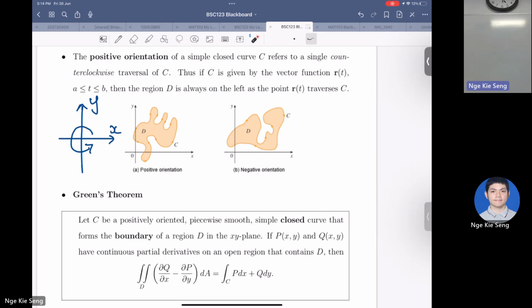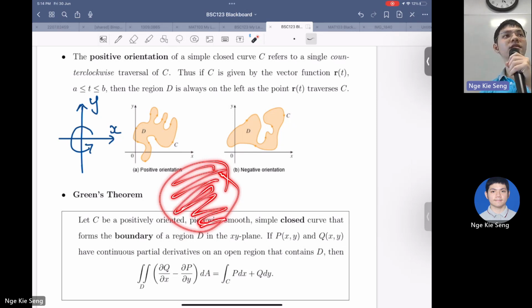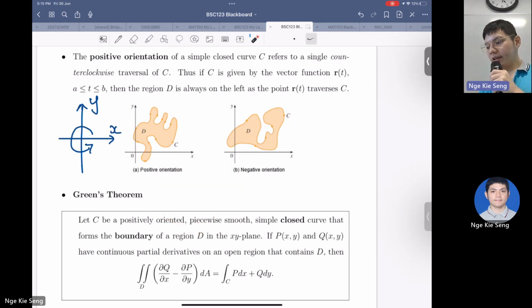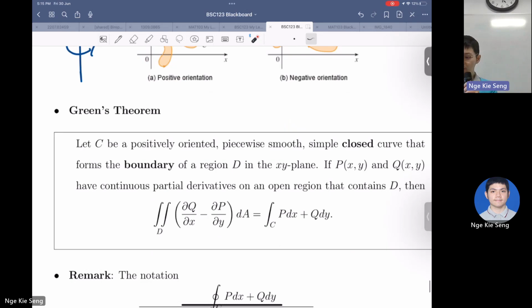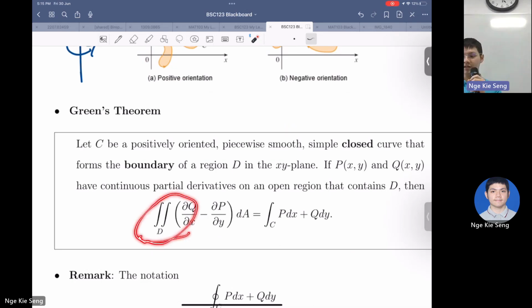So if you have a loop, you bound a region inside, right? The simplest example here is the circle. The circle bounds this, so this is D. If P and Q have continuous partial derivatives on the open region that contains D, then what happens here? We relate a multiple integral to a line integral.